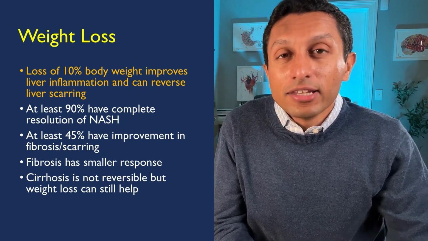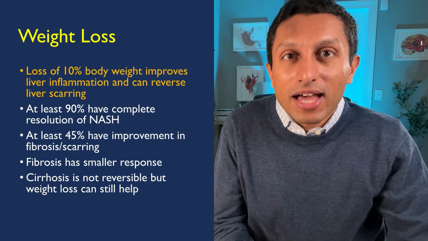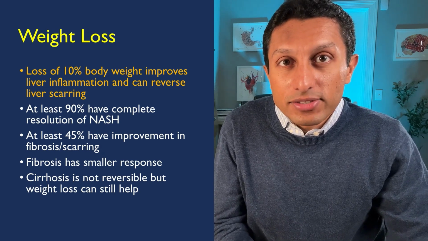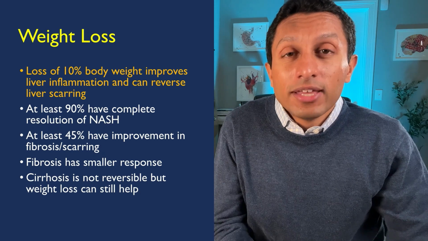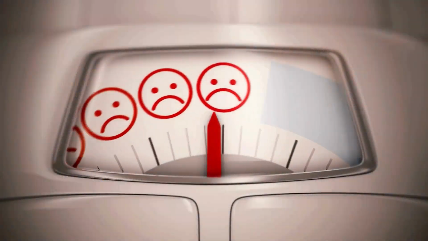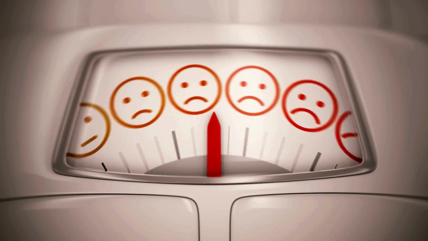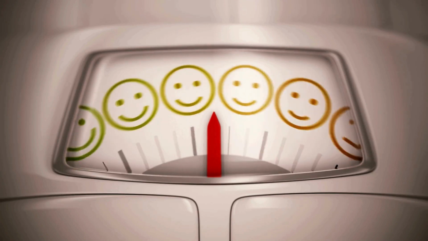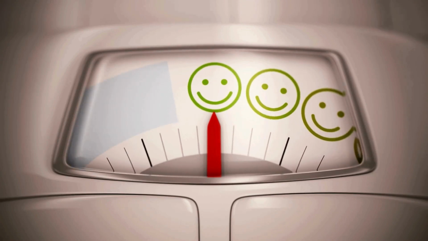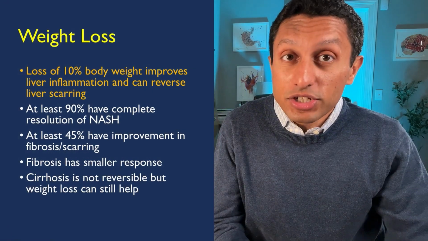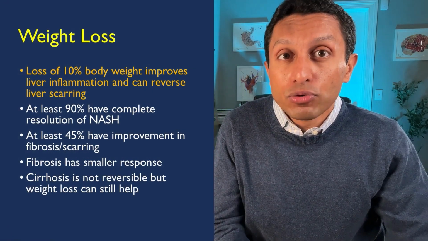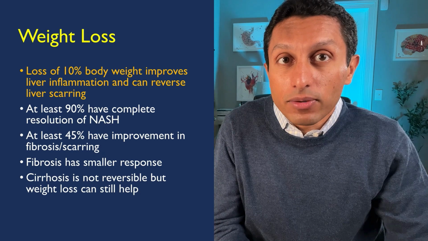Cardiovascular disease and liver scarring are some of the gravest consequences with fatty liver disease. Several studies have shown that losing at least 7% of body weight resulted in 90% of those with NASH having complete improvement of NASH. In addition, 45% had improvement in the level of scarring of the liver.